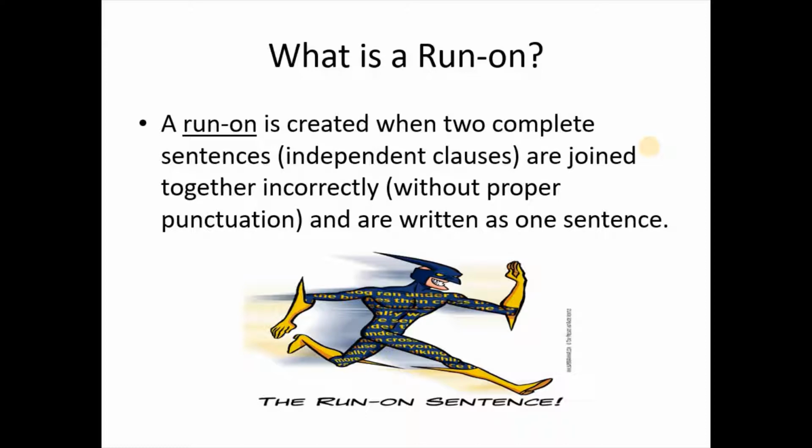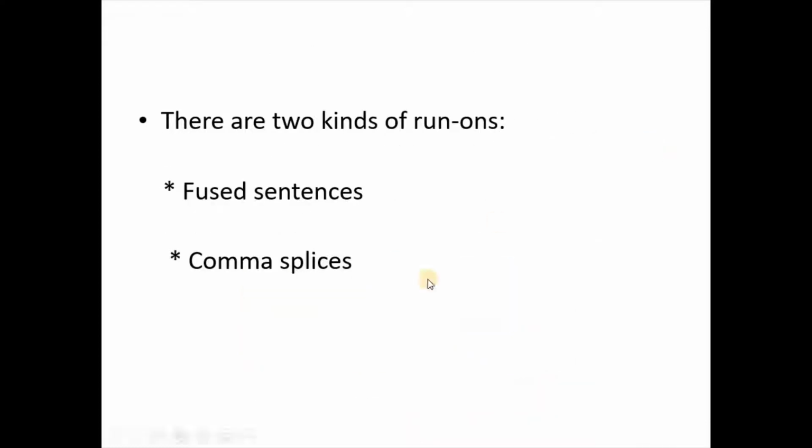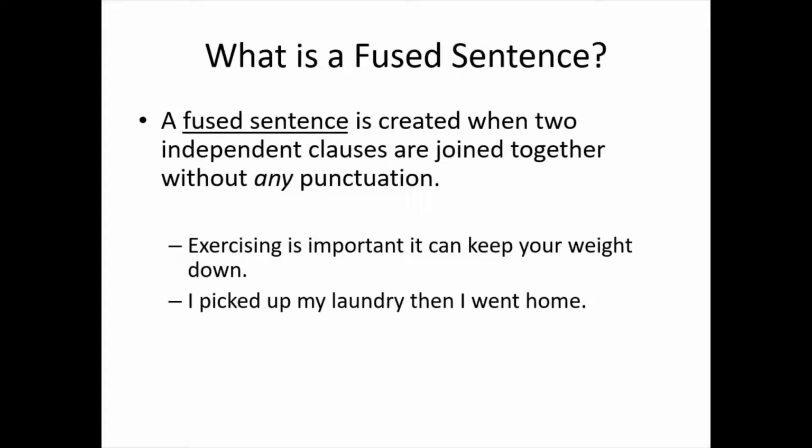And there are two types of run-on, as we are going to learn. Let's move on to the next one. A run-on has two different types: fused sentences and comma splices. Fused and comma splice. Now let's continue. What is a fused and what is a comma splice?